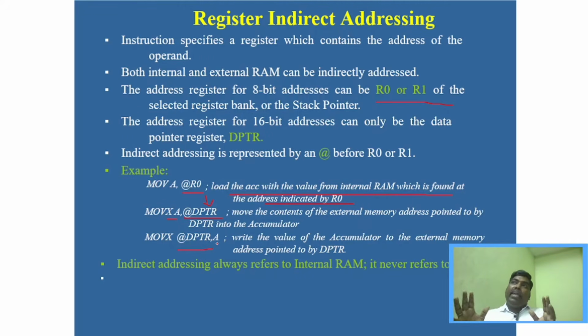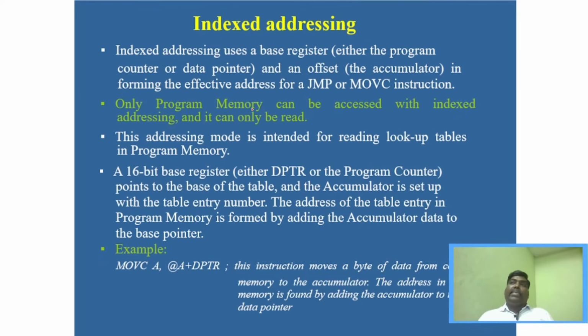So what is register indirect addressing? The address will be given indirectly. That is called register indirect addressing. And indexed addressing, I already explained what indexed addressing is. In indexed addressing, you will have a base pointer, that is, a base register, which can be DPTR or the program counter. We also use the accumulator to calculate the address, which we call the effective address. Whenever you use a jump instruction or a MOVC instruction like that. You can see here an example, MOVC A. Whenever we need to access external memory, we use this MOVC. So MOVC A is the instruction that calculates the effective address.